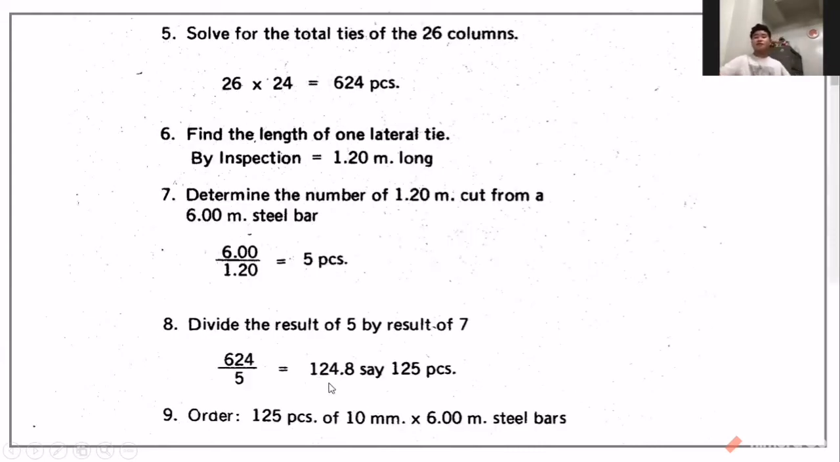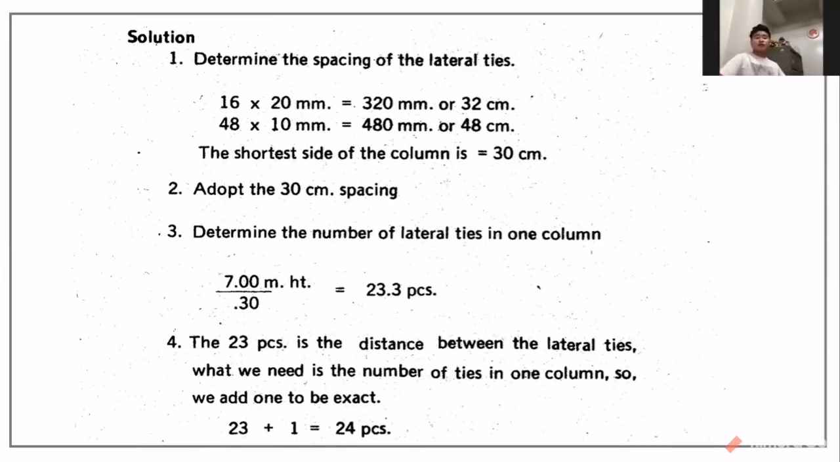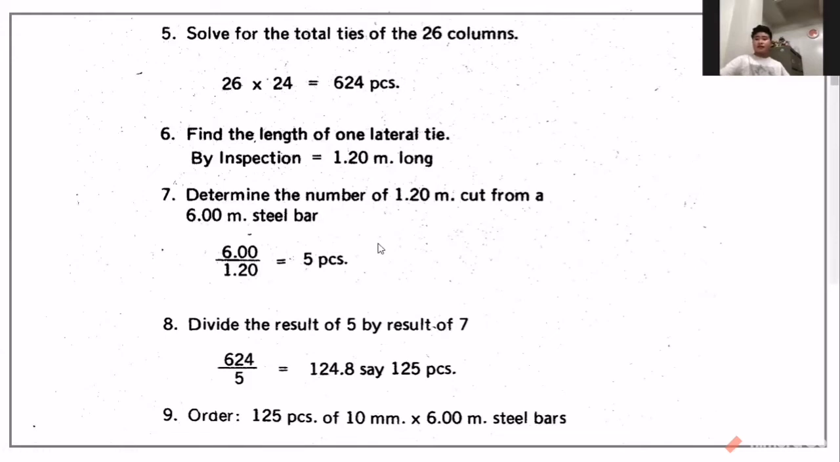So next is to solve for the lateral ties of the 26 columns. So we have 24 pieces in every column, and then we have 26 columns. So 26 multiplied by 24 is equal to 624 pieces. So we need these 624 pieces for our 26 columns. So next is to find the length of one lateral tie. So by inspection, we have 1.20 meter long.